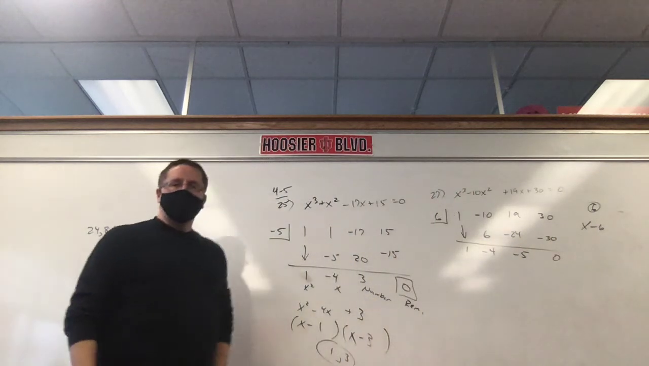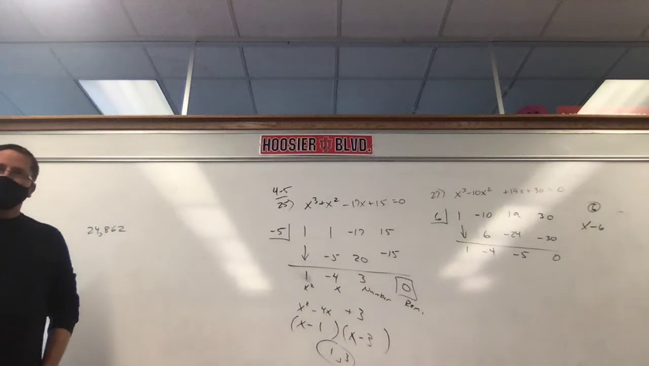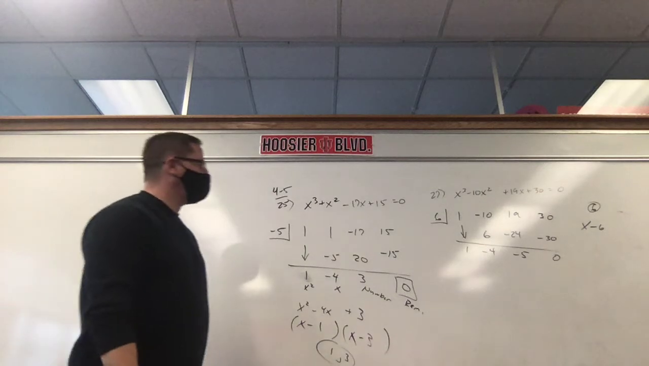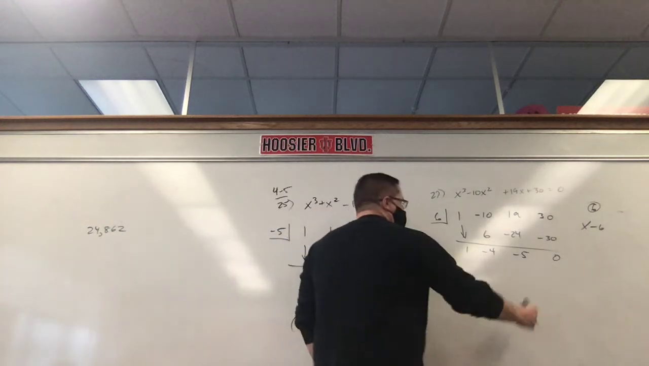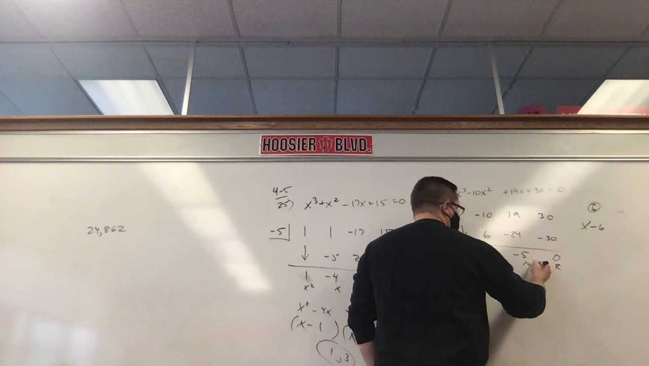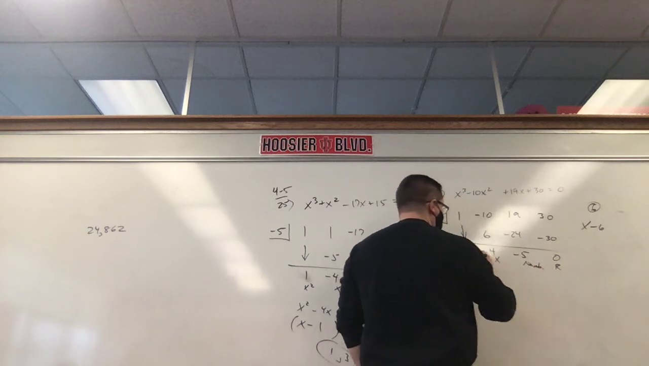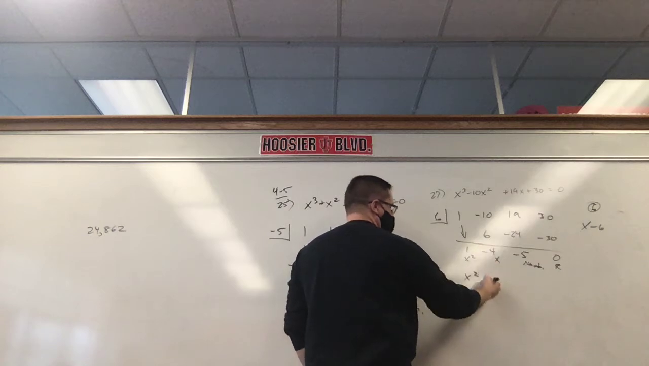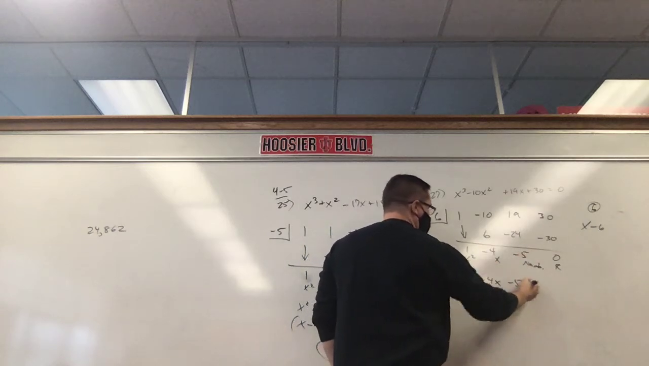Now, if you're doing these and it doesn't end in 0, should you keep on going ahead? You need to back up. You made a mistake somewhere. It better end in 0, okay? So this right here is your remainder. This right here is your number. That's your x, that's your x squared. So we have 1x squared minus 4x minus 5.